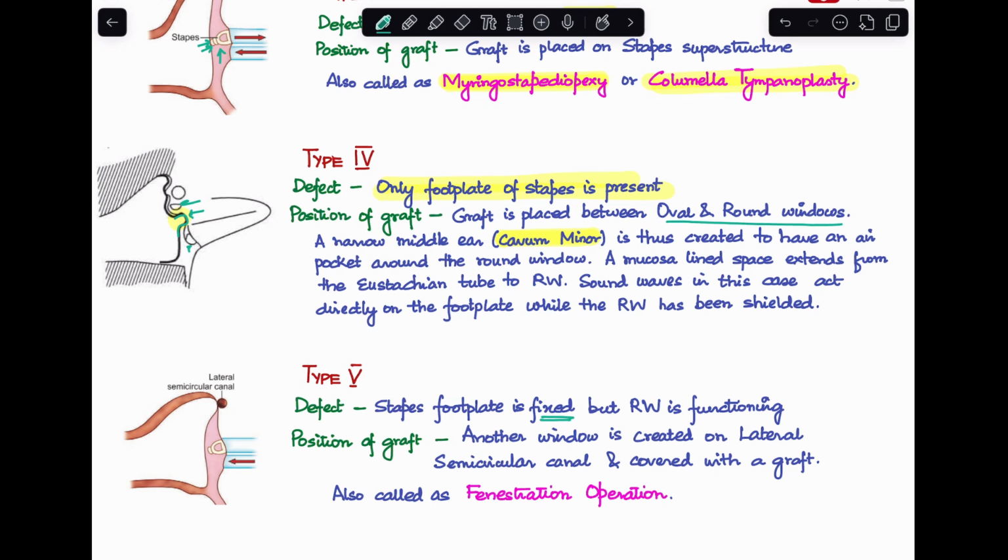So here we create another window on the lateral semicircular canal. You can see in the image over here, this is the lateral semicircular canal. We create a window over here and then place the graft on top of that. This type 5 tympanoplasty is also known as fenestration operation. So these are all the 5 types of tympanoplasty which have been classified by Wullstein.